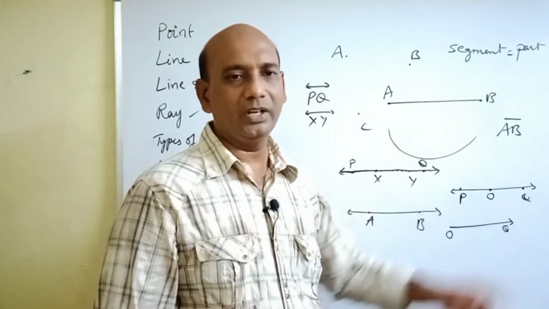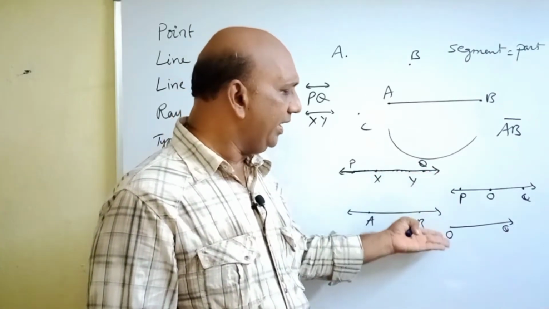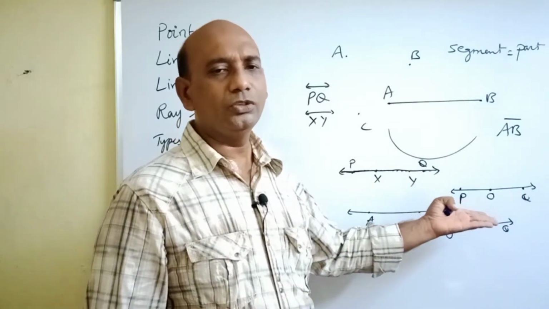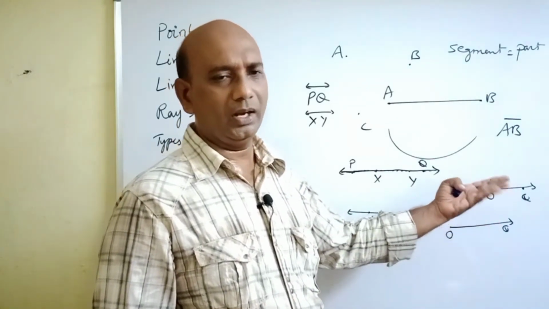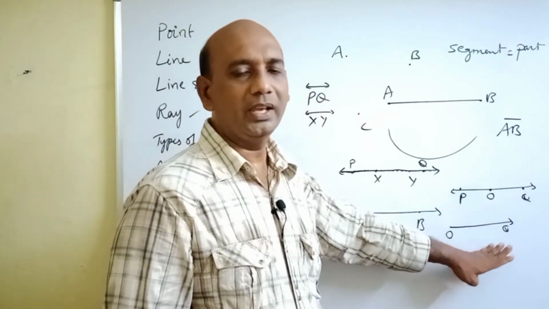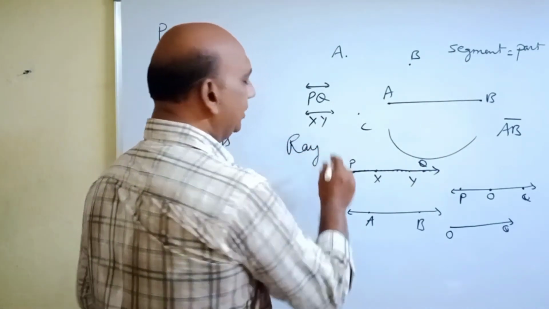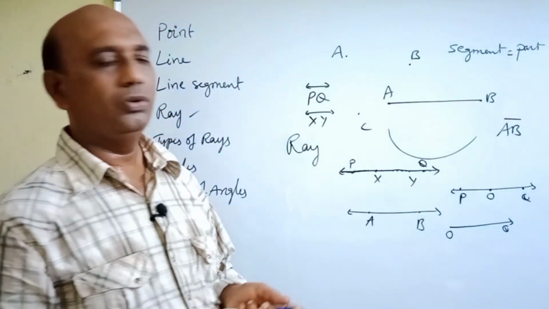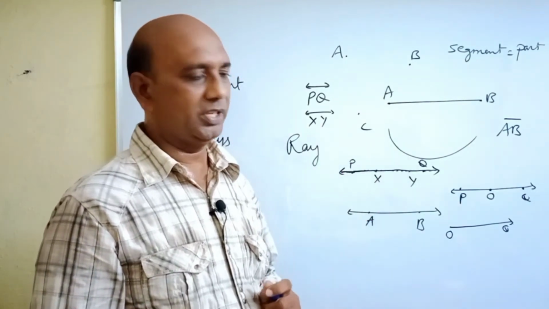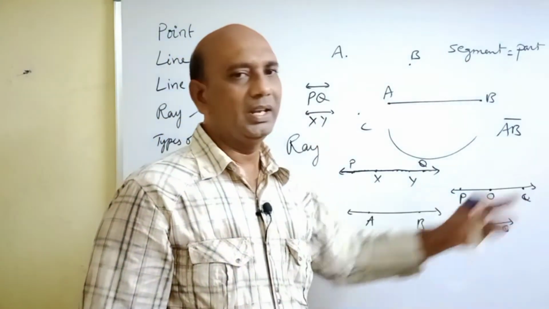It extends indefinitely. That means a line with one end point, and no end point on the other side, that part is called a ray. So this is called a ray. That means a ray has only one end point and it extends indefinitely on the other side. So this is the right side part of this line.